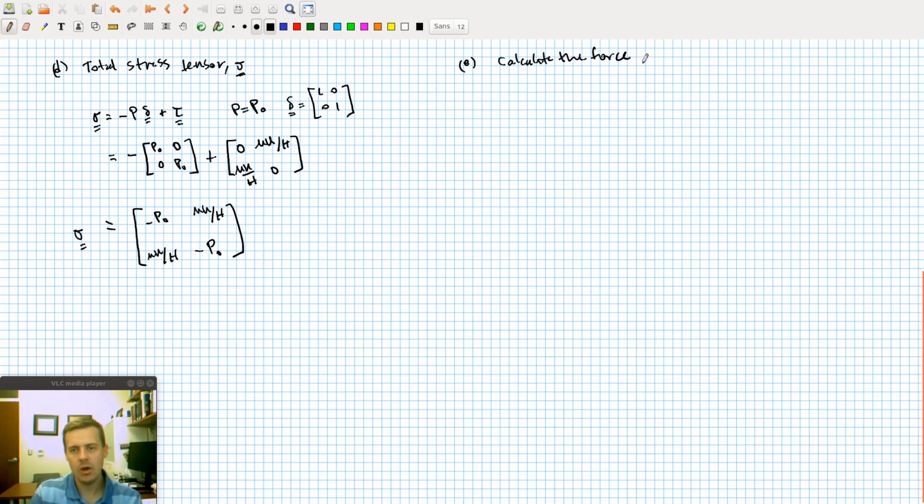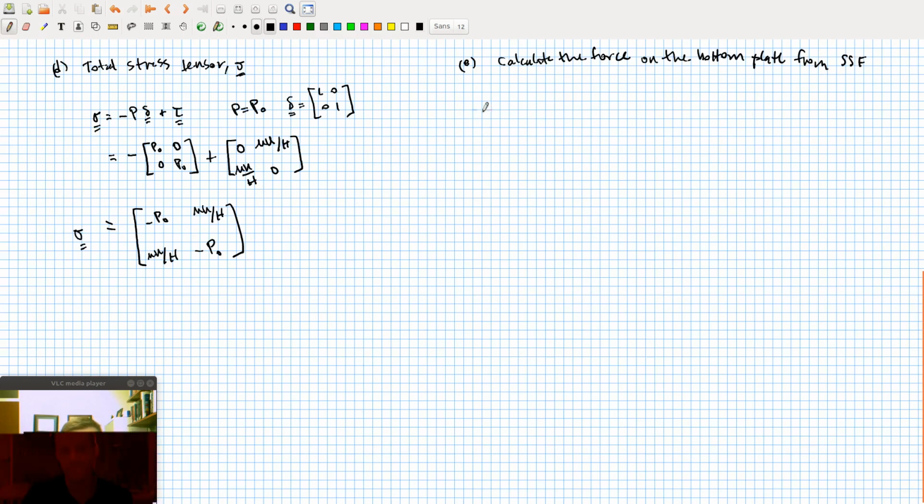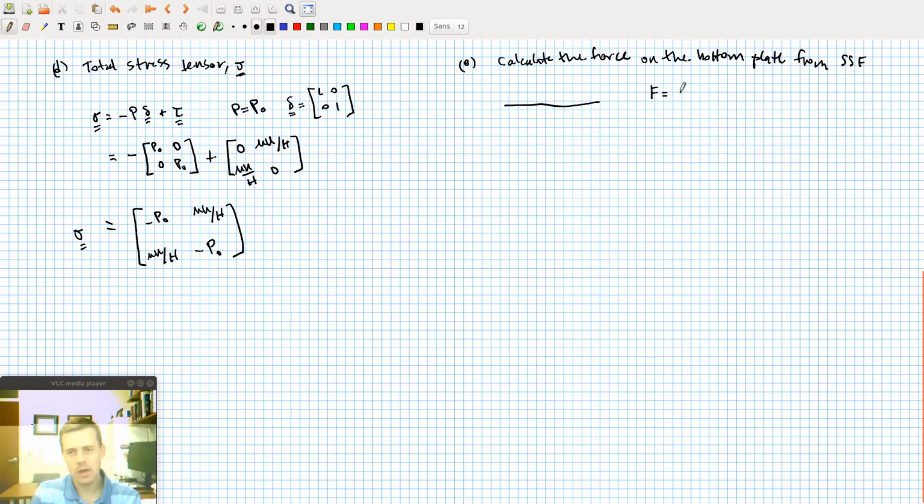And let's do it on the bottom plate from simple shear flow. Okay, so I have to think about what's going on here at the bottom of the plate. So I have the bottom plate, and I have my equation. F is, let's see, n A dot sigma. So the area, I know the area of the bottom plate, that was LW. And I need the normal vector, the unit normal.